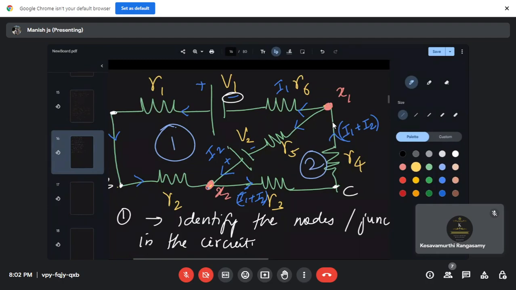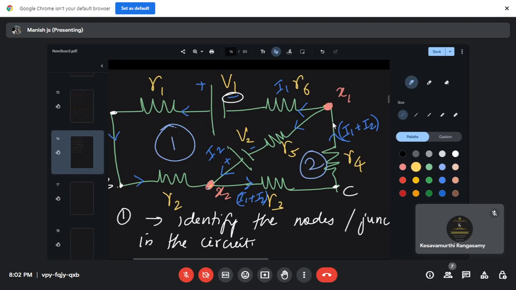What is the expression? I2 R5 plus. Yes, I2 R5 plus. That sign is plus, that is what you meant, I think. Okay, plus I2 R5. Then minus V2, very good. Minus V2, plus R3 times I1 plus I2.